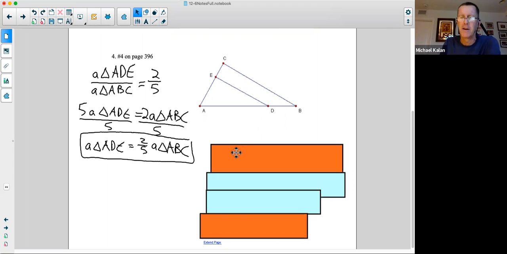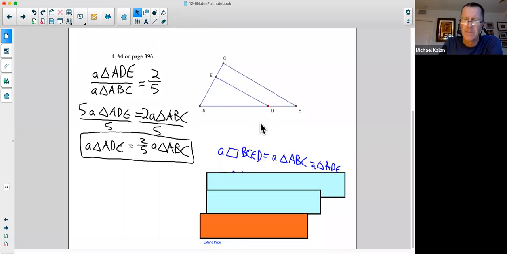All right, here we go. All right, wouldn't you agree with me that I did different letters, BCED, but whatever, that quadrilateral is equal to the area of the entire big triangle ABC minus the area of the small triangle ADE? Yeah, okay. Well, what do we know about triangle ADE, the area of ADE? We know it's equal to 2/5 of ABC.